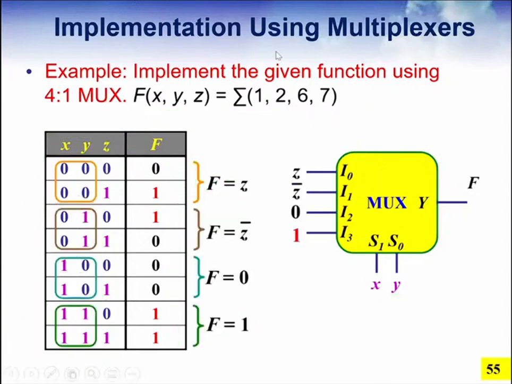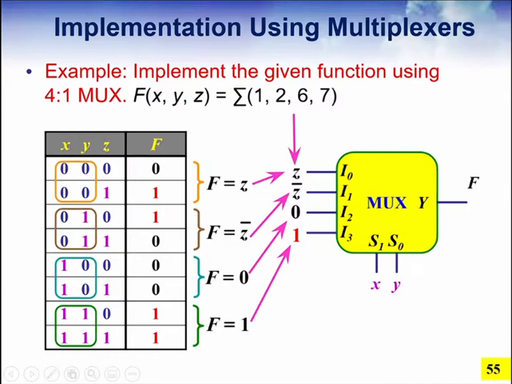Make a common bus. See now what I did here. Connect Z here. Connect Z complement here. Connect 0 here. Connect 1 here. So rather than connecting just minterms as in the previous case, now our input is in terms of Z. So this is Z complement, this is constant 0, this is constant 1.